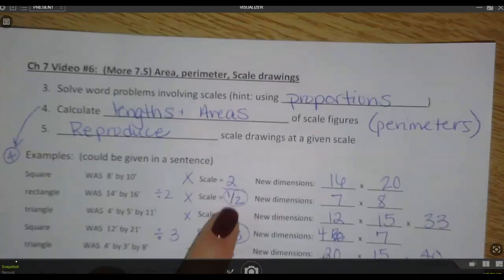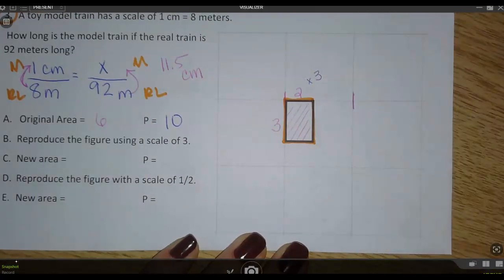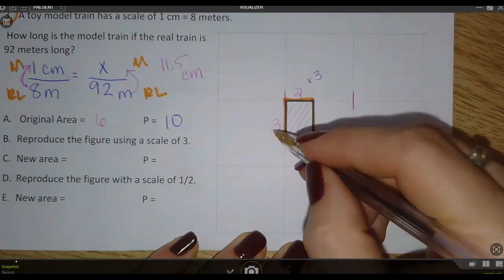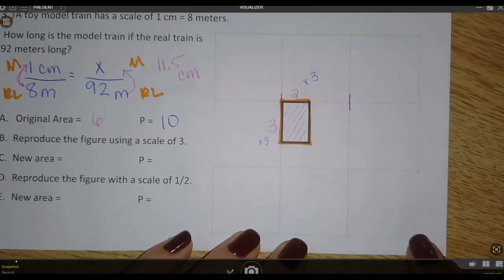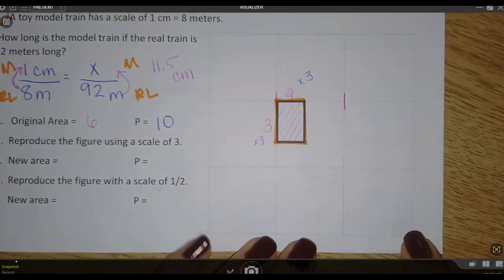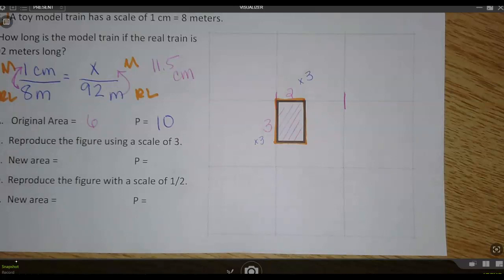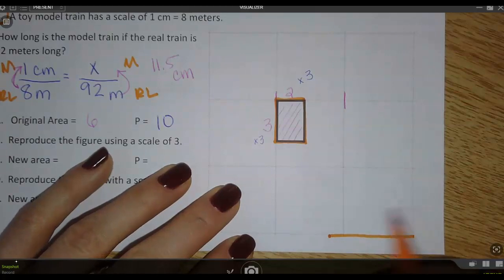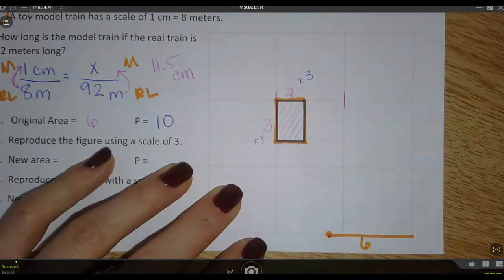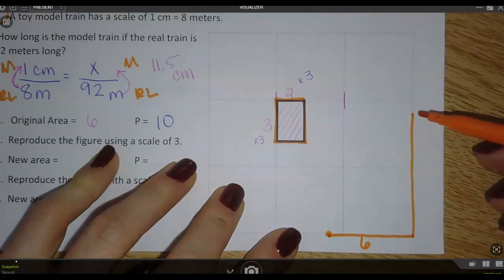Now it says reproduce the figure using a scale of 3. Well, just like we saw up here, whatever your scale is, that's what you're going to multiply by. So instead of a side length being 2, if I multiply it by 3, now I would get 6. And instead of this side length being 3 times 3, now it would be 9. So I'm going to start over here in this corner just to keep it organized. You could put it wherever, but that'll just help me count my numbers a little bit easier. So now I know I want it to be 6 wide. So that's 5. And to there would be 6. And then 9 tall. That would be 9.